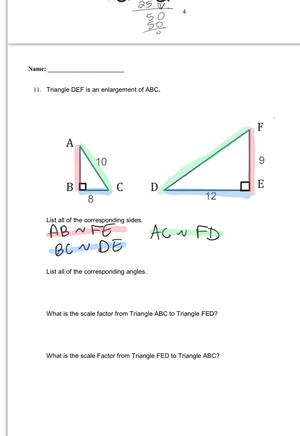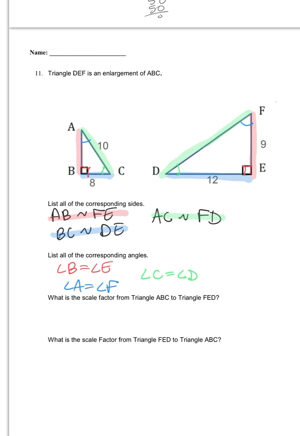Then I'm asked to look at my angles. Well, the easy one you can tell is angle B. I'm going to do this in colors so that way you guys can tell. Let's change it up. Angle B is equal to angle E. Angle A is the same thing as angle F. So angle A equals angle F. And then the last one is angle C, and that one equals angle D. So angle C equals angle D.